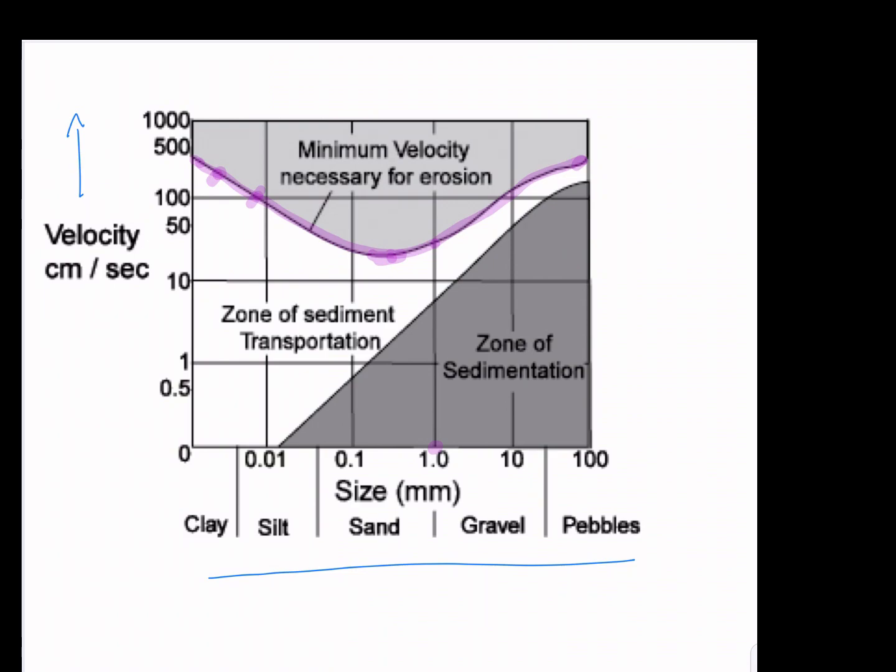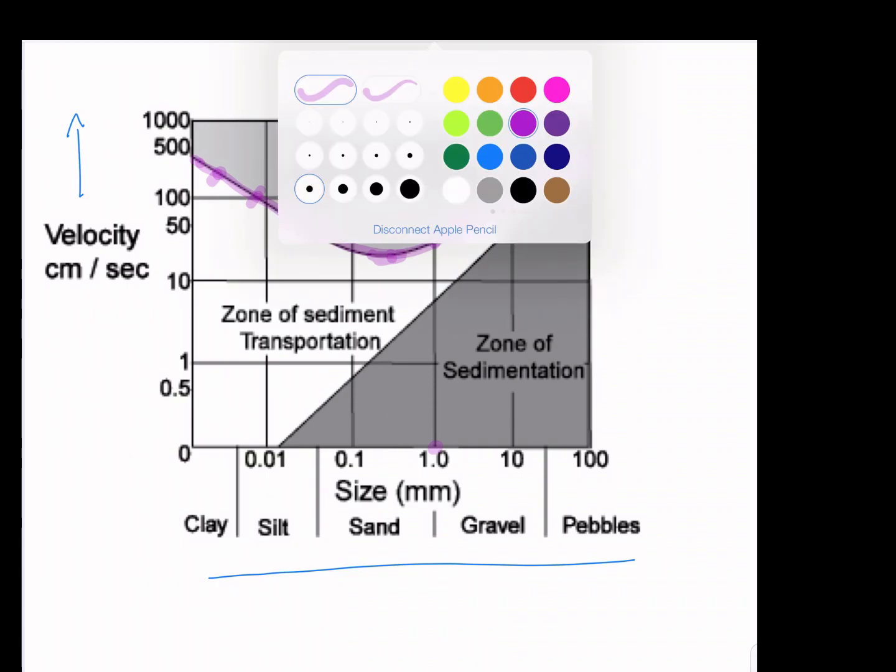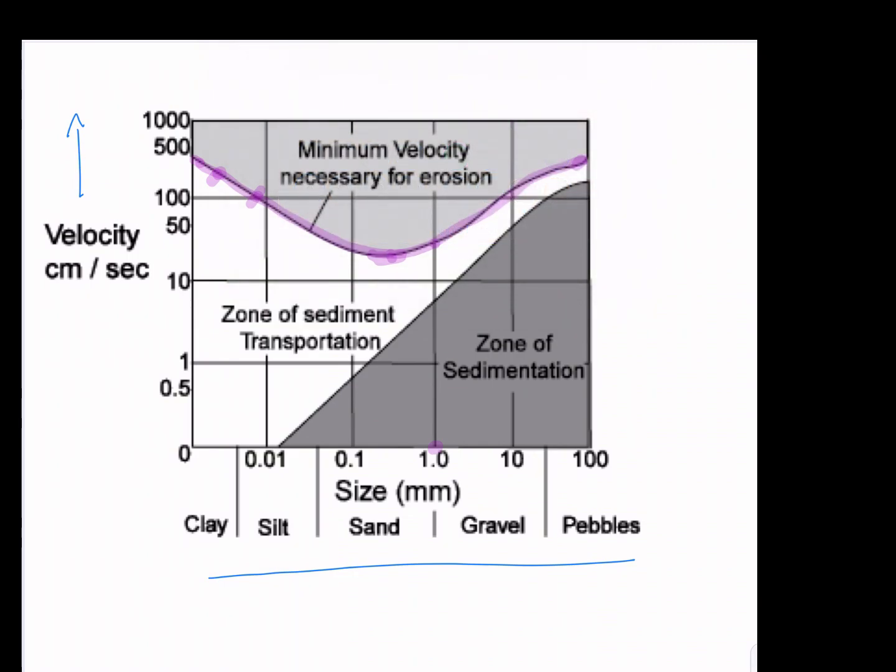And so in general, what it shows is that it's difficult to entrain clay and small silt. It gets easier as you get through sand, and then as the particles get heavier and heavier, it gets harder and harder to get them to move or to be entrained within the flow of the water. Now, the other line on this graph that I want to pay some attention to, I'm going to highlight in orange, and that's this line right here.